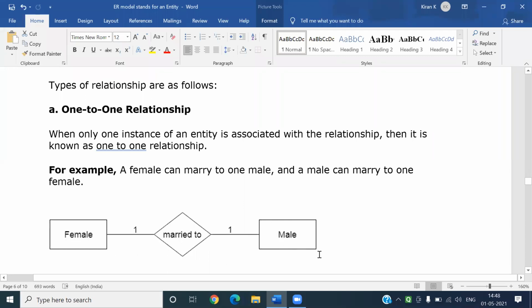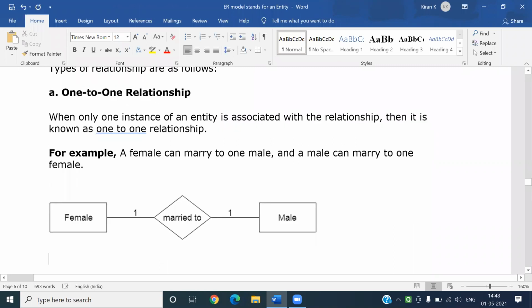Female Padma is married to Narendra. So one female is married to one male only. Such a relationship is called a one-to-one relationship. See, in our college, there is a relationship.